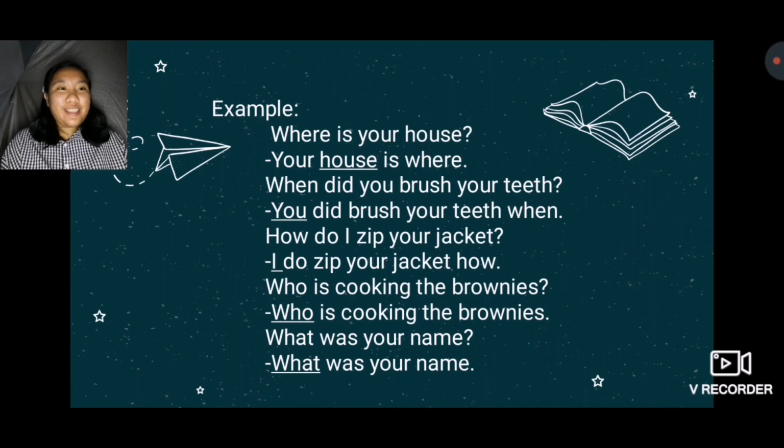Next, who is cooking the brownies? Remember that the words who and what can be a subject. So in this statement, who is already our subject. Thus, we can still turn this into a statement, which is who is cooking the brownies. Simply just like that. Next is what was your name? What here can also be a subject, which leads us to easily identify what is the subject of this particular question sentence.